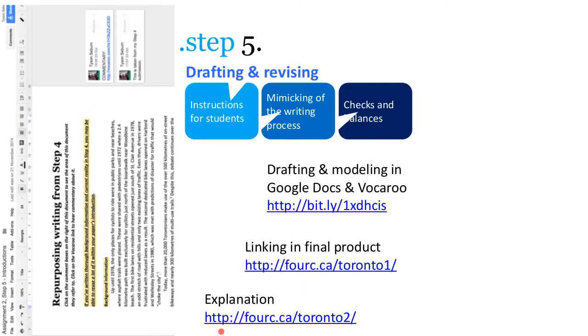In step 5, the student has gotten back their annotated bibliography, and now it is time for them to actually do the writing of the paper. So the instructions for the students are the very simple instructions that you would give any student in terms of what the research paper should look like in terms of length, style, formatting, and so on.